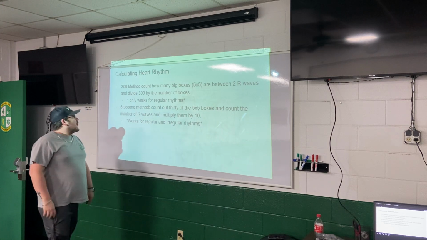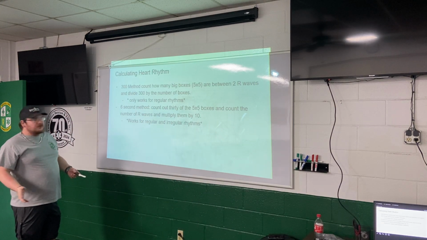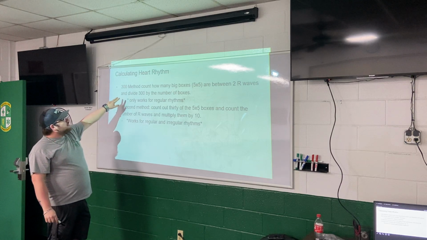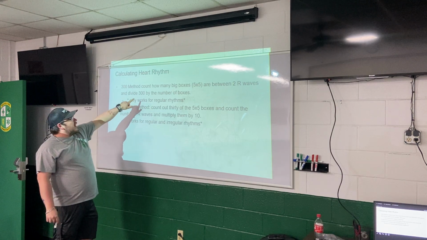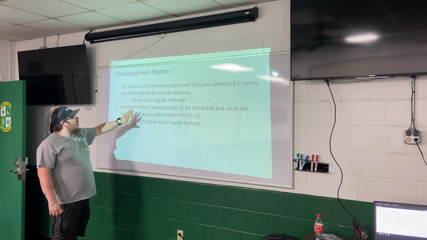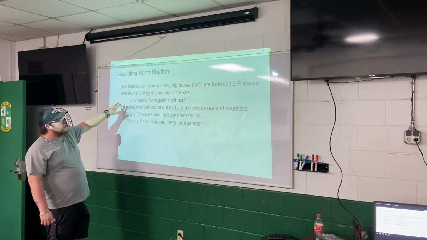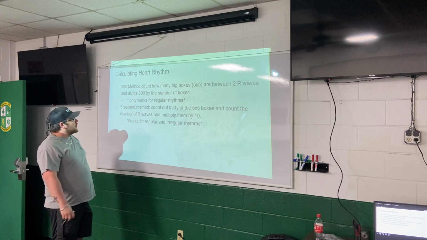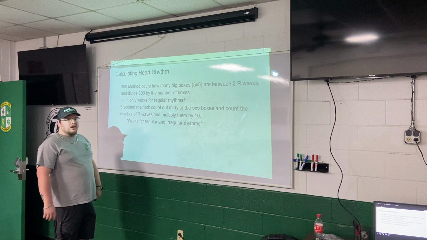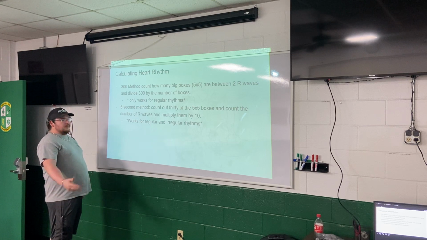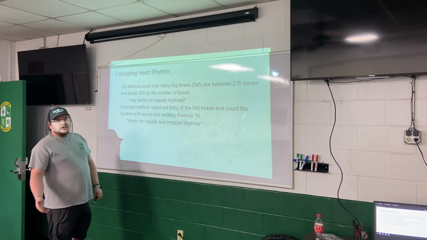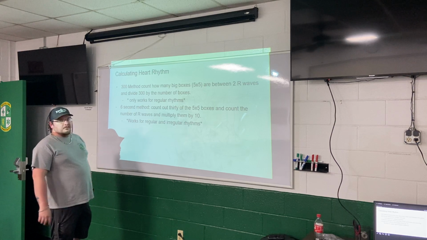For calculating the heart rate, you're going to take your strip paper, and you can use two different ways. You have the 300 method, which is to count how many of the big 5x5 boxes are between two R waves, and divide 300 by the number of boxes you found. For example, if there are 4 big boxes between two R waves, you're going to do 300 divided by 4, which equals 75.